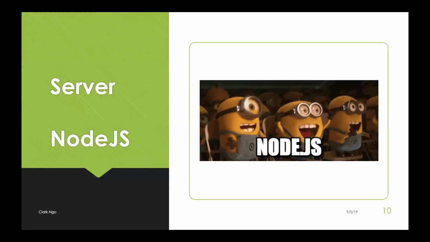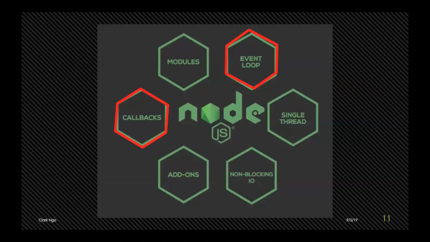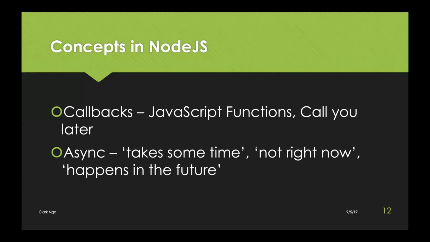So, Node.js and minions are very, very happy about it. And right now, I'm just going to tackle callbacks and event loops. Callbacks, I tried to find easy words first to explain for the audience. Callbacks, you can just say, they're just JavaScript functions. Why is it callback? Because you call them later. Or call me maybe. And asynchronous, sometimes called async, is an easy way to explain: it could take some time, could be not right now, could happen in the future, okay?